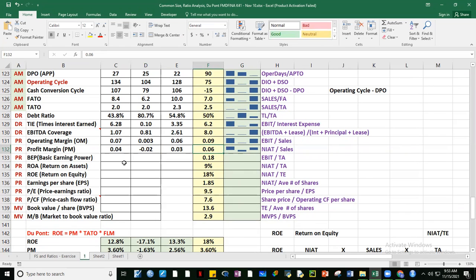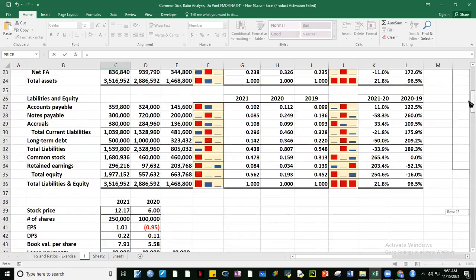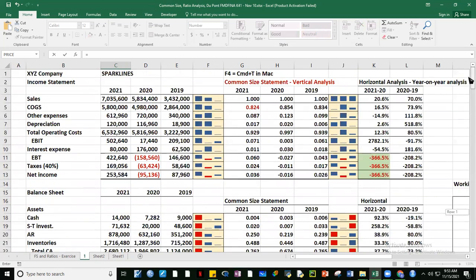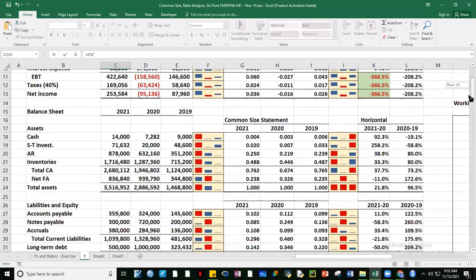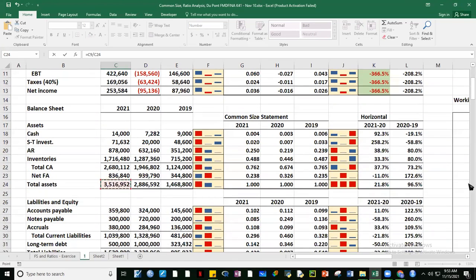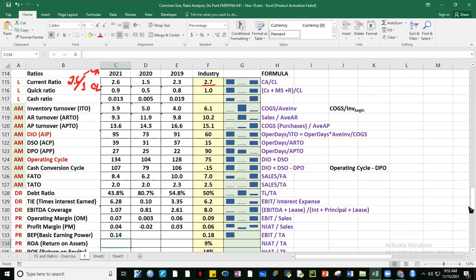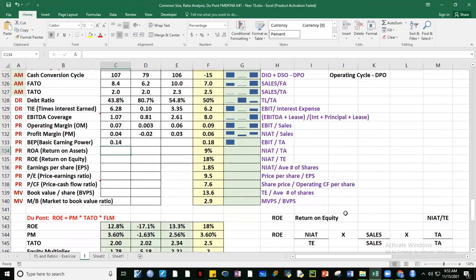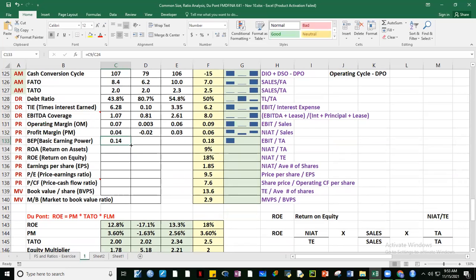Okay? Now, basic earning power, this indicates how much operating margin, operating profit are we generating for every peso of sales. So, ang formula, EBIT divided by total assets. So, compute natin yung basic earning power natin. So, that's EBIT divided by our total assets. Okay, here, 3516. There. Okay, so our BEP.